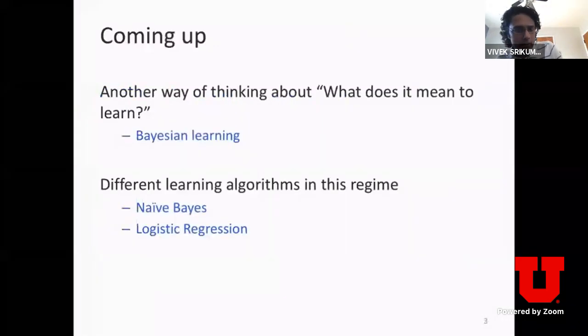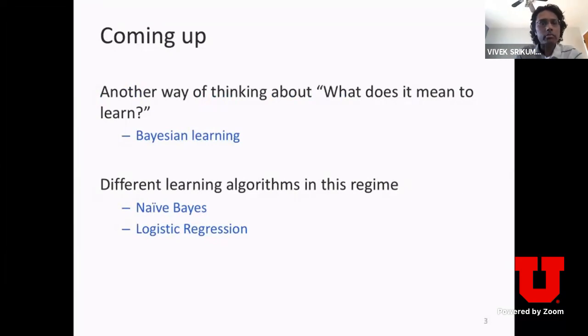In today's lecture, and maybe a few lectures going ahead, we're going to look at the third approach for answering the same question: what does it mean to learn? This strategy gives us what's called Bayesian learning. There are different algorithms under this regime. We will cover logistic regression first, and then we'll move on to naive Bayes towards the end of the semester, provided time is available.